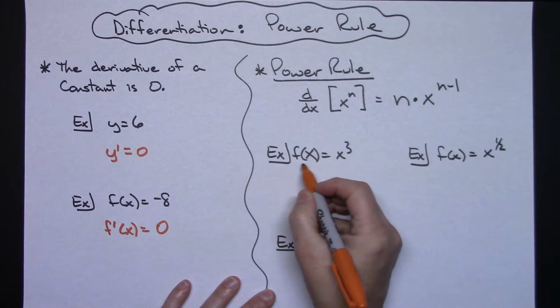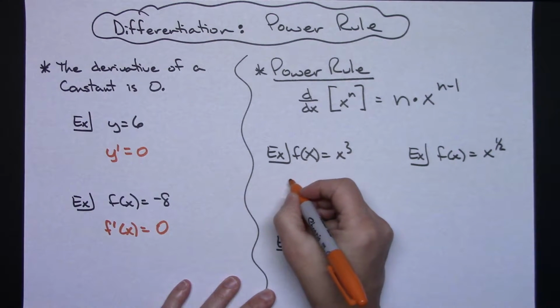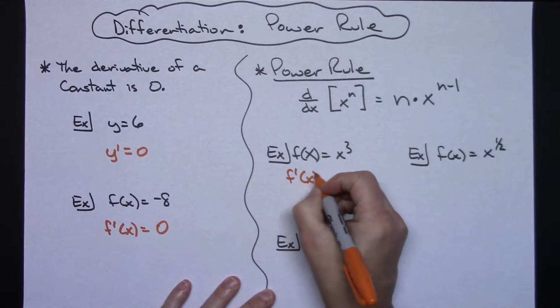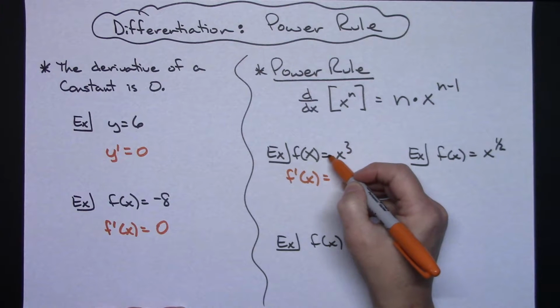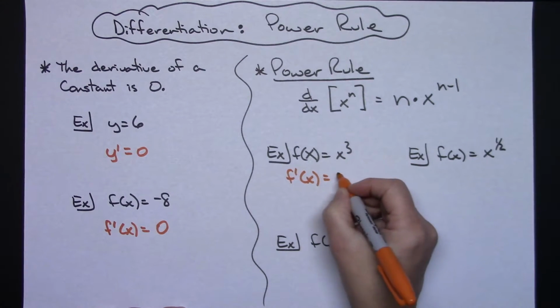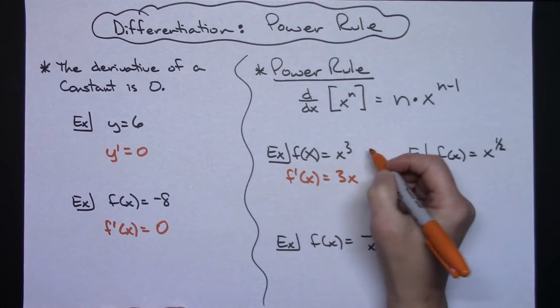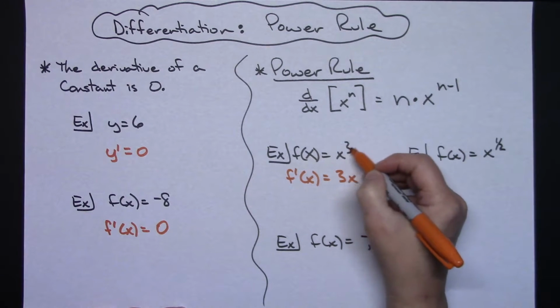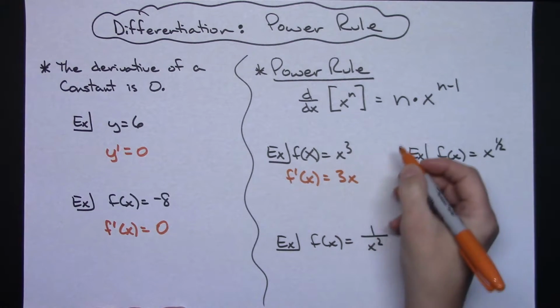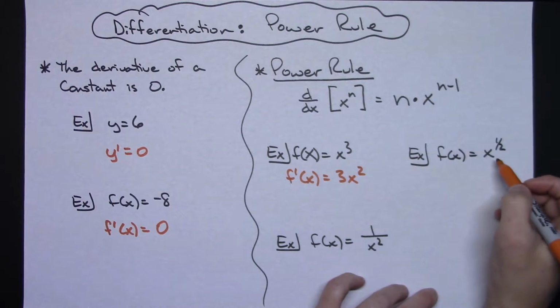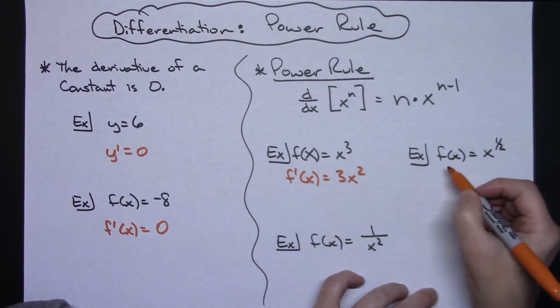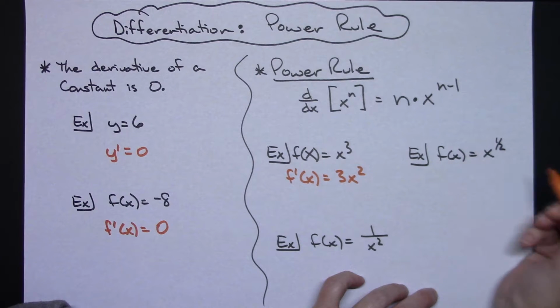My original function is f of x equals x to the third, so my derivative f prime of x would be me taking the 3, multiplying it by the coefficient, which is 1, so 3 times 1 is 3, and then x raised to the, now I've got to remember to subtract 1 from that exponent, so 3 minus 1 is 2, so 3x squared.